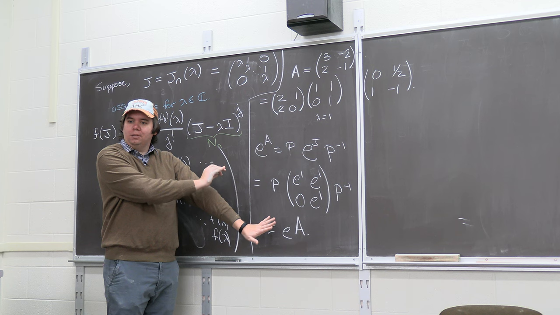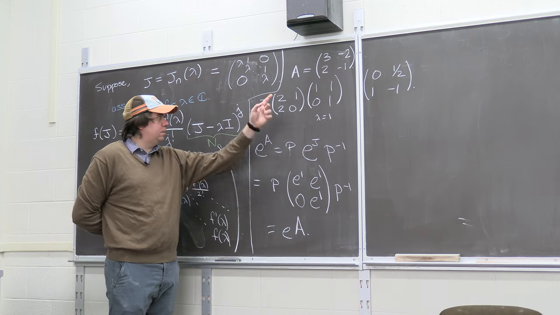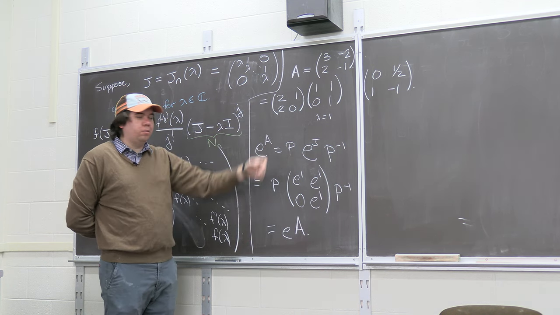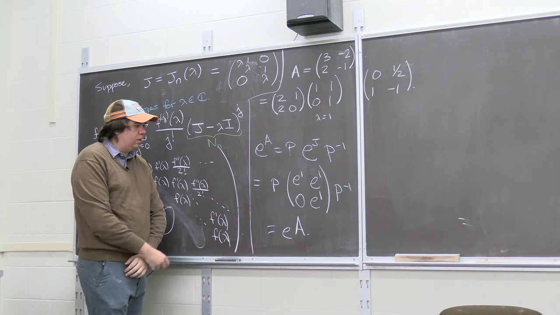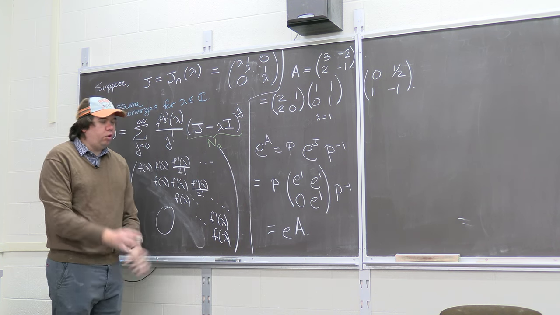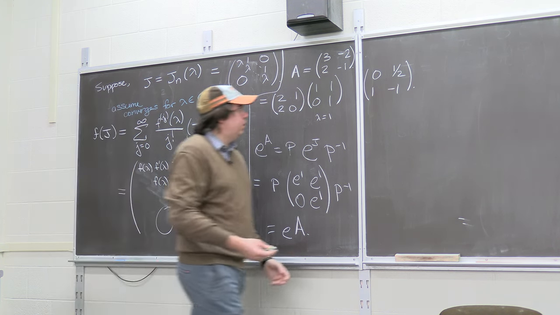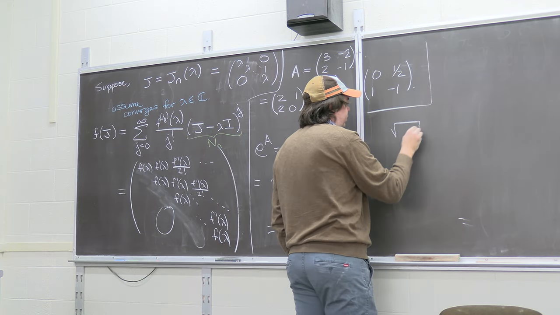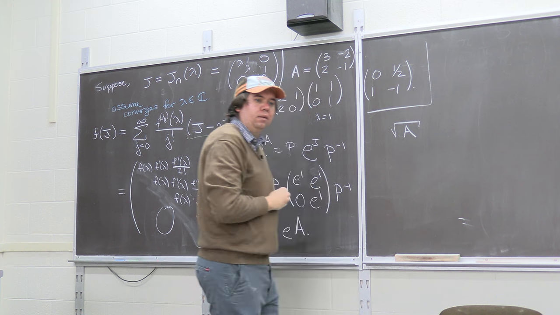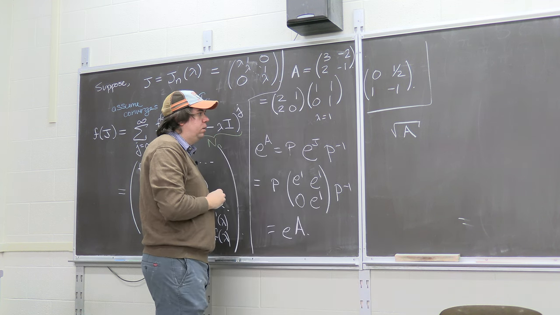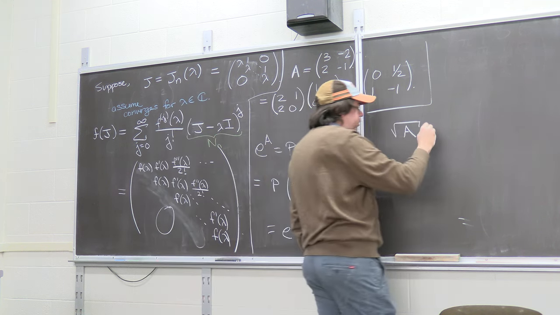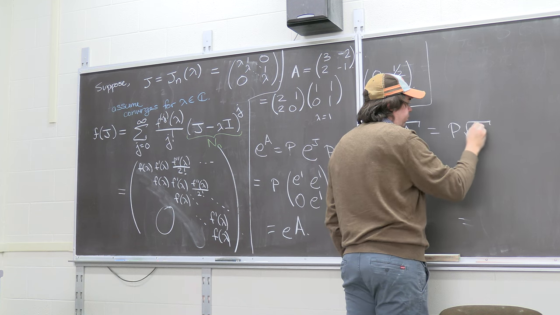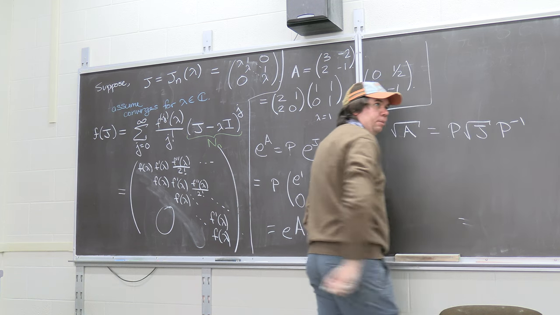This doesn't usually happen. This is kind of a weird case, right? But that's what this comes out to be. You just pick up a scalar multiple of e from doing this. But you can do other things too, right? Like what if you want to calculate, say, the square root of A? Well, this formula is telling us you just do P times the square root of J times P inverse.